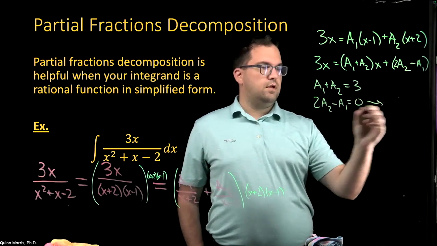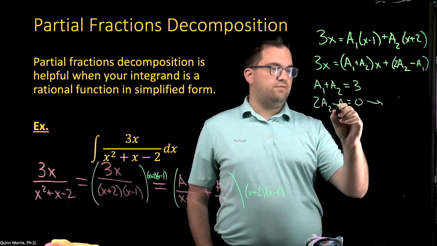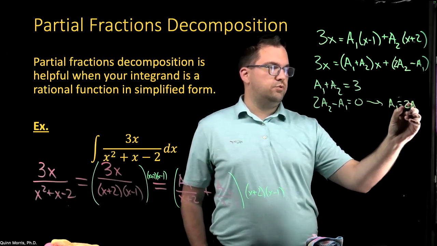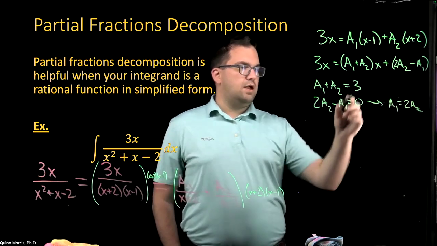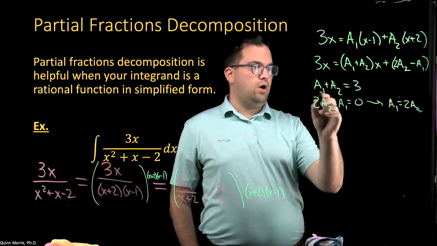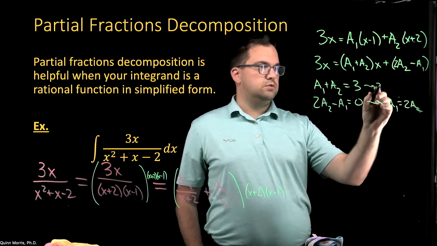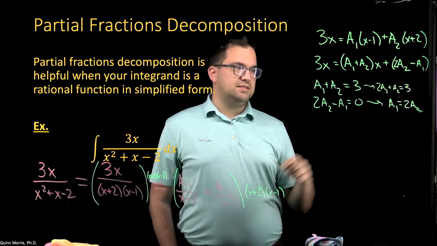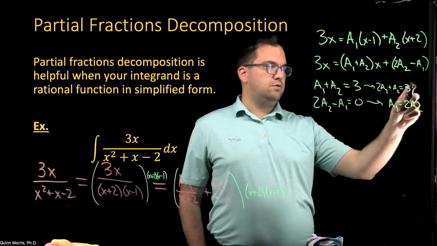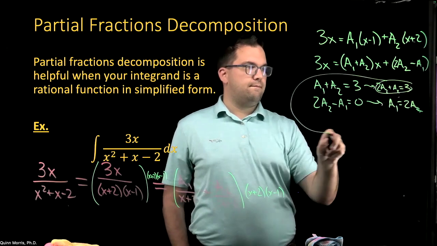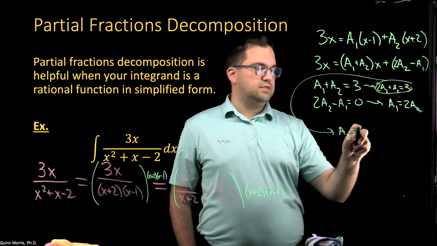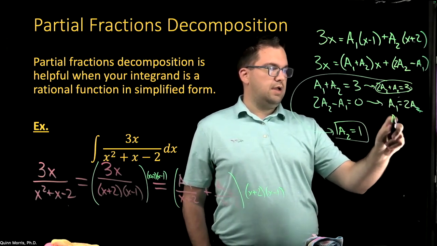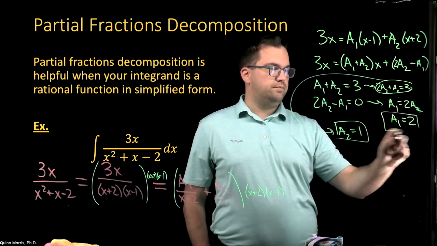Now to solve here, I'm first going to solve this for a1. If I add a1 to both sides, I get 2a2 is equal to a1, or a1 is equal to 2a2. Now I'm going to plug that in up here. So where I see a1, I'm going to plug in 2a2. This gives me that 2a2 plus a2 is equal to 3. And that's the same as saying 3a2 is equal to 3, which tells me that a2 is equal to 1. Now that I know that a2 is equal to 1, I can plug back in here, and that gives me a1 is equal to 2.